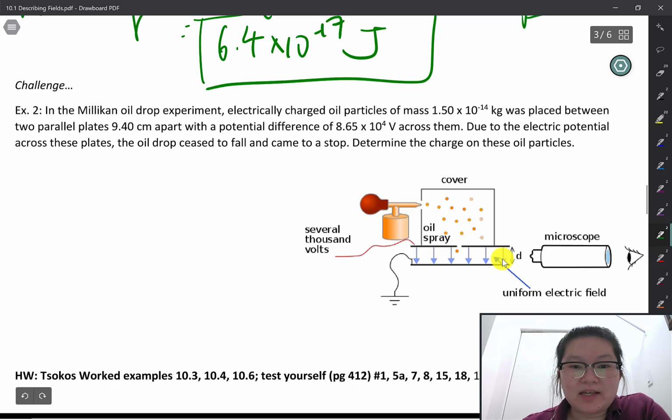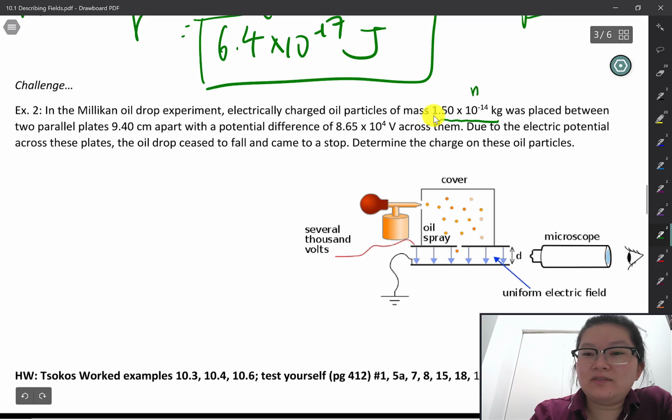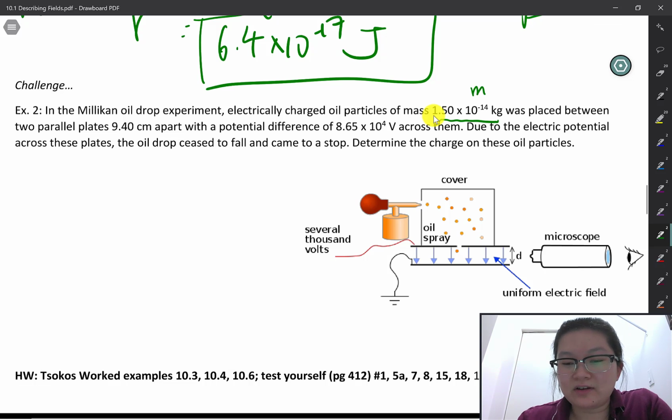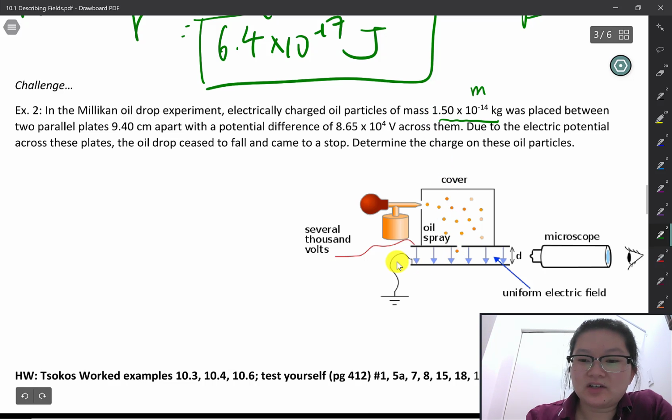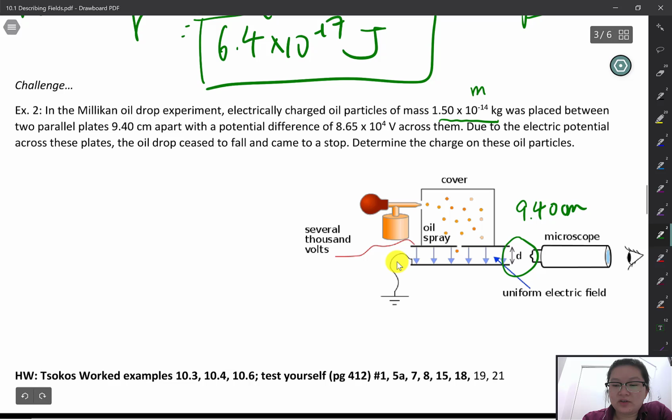The Millikan oil drop experiment electrically charges oil particles, and you're given the mass of all of these little oil particles that are entering this chamber. They're already charged, and they're going to enter this electric field. This electric field has a distance of separation of 9.40 centimeters and a potential difference, delta V, of 8.65 times 10 to the power 4 volts. Because of this field, the oil particles will stop moving. We want to find the charge on these oil particles.